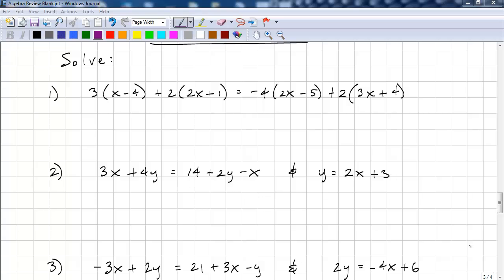Hi, these are the solutions for the exercises for the algebra review. Let's look at the first problem. We need to expand.